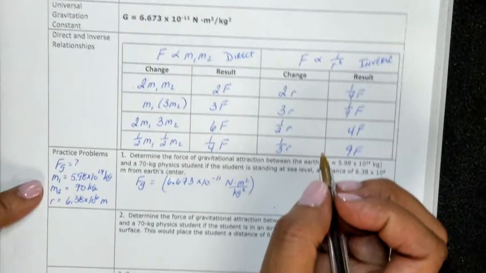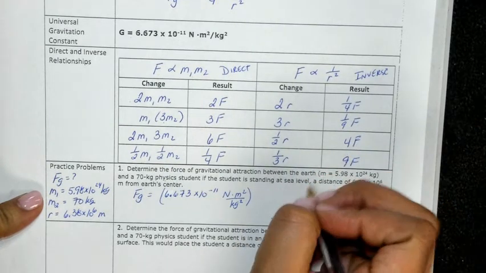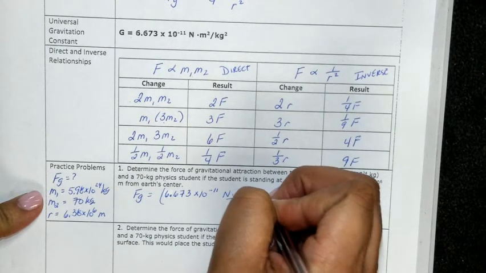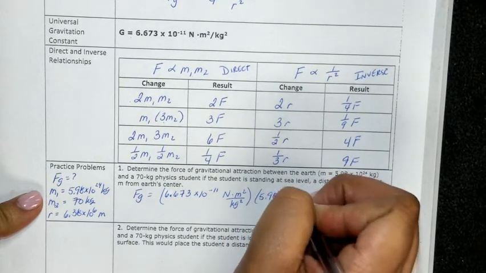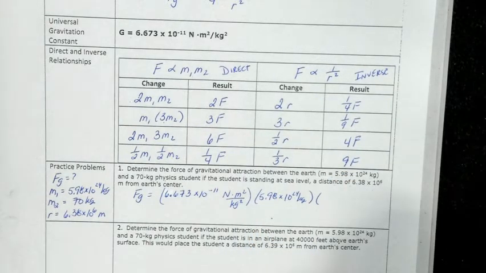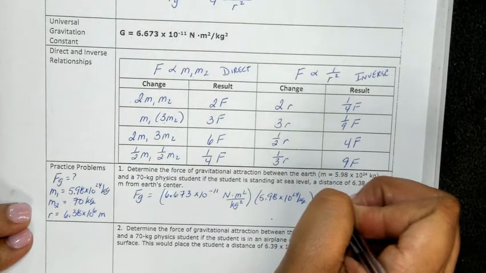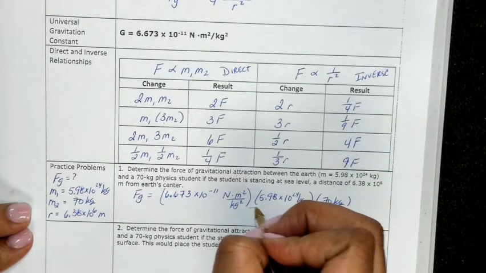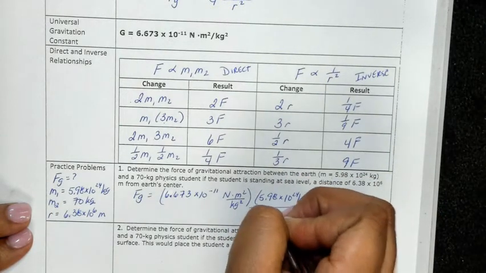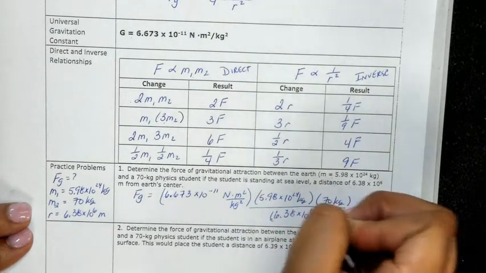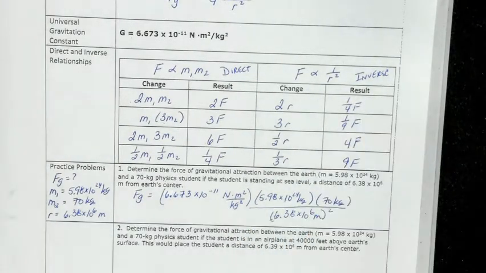Times my mass 1, 5.98 times 10 to the 24th kilograms. Make sure your units are in kilograms. You're using newtons, meters, and kilograms. Times 70 kilograms. And then you're going to divide that by your radius squared, 6.38 times 10 to the 6 meters. Make sure you square your radius.